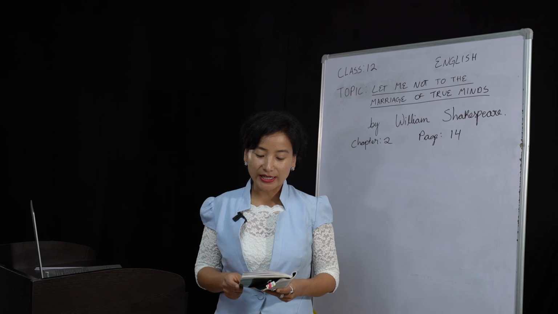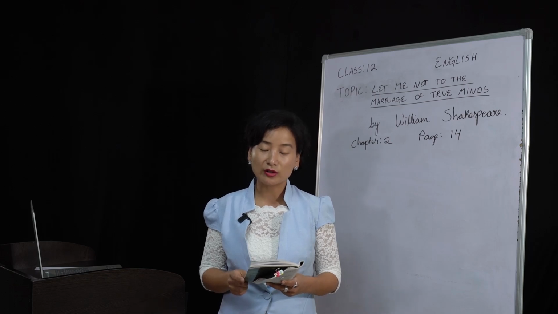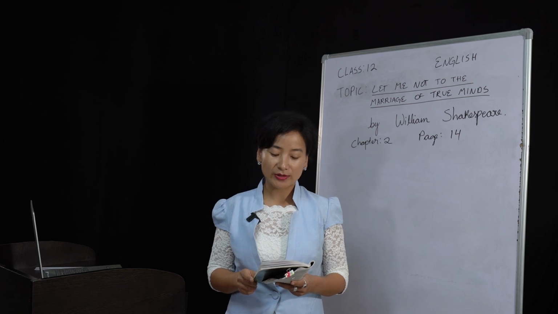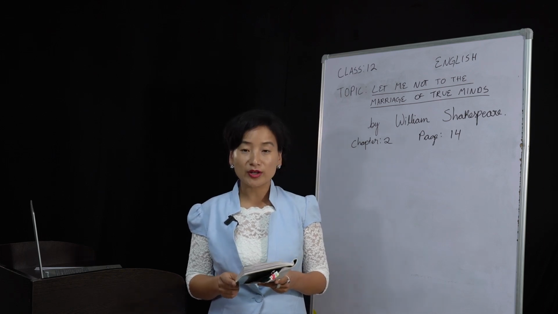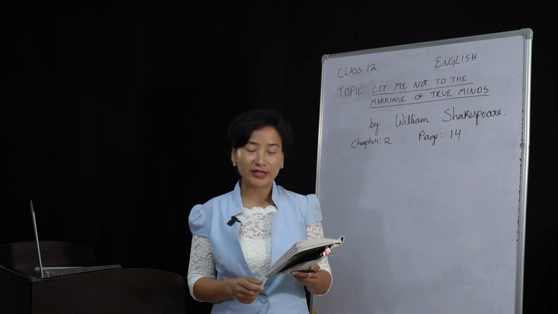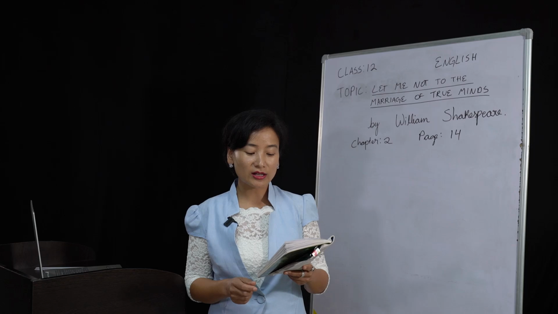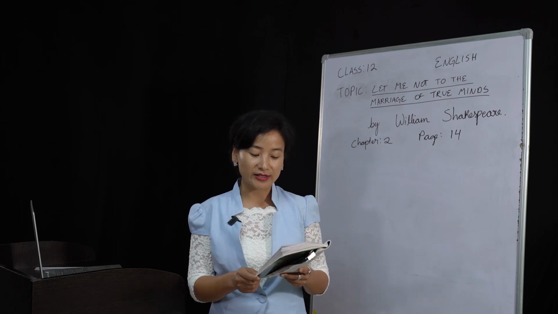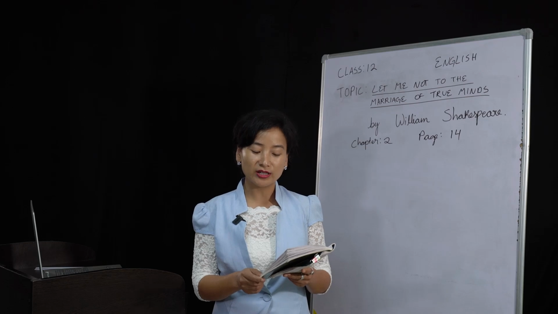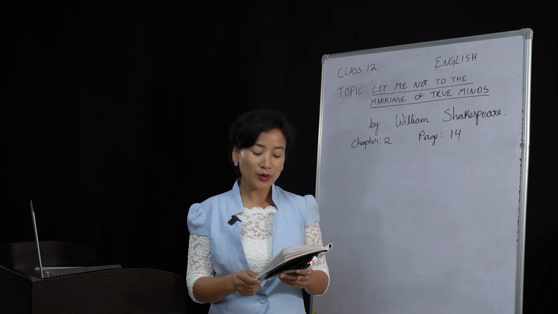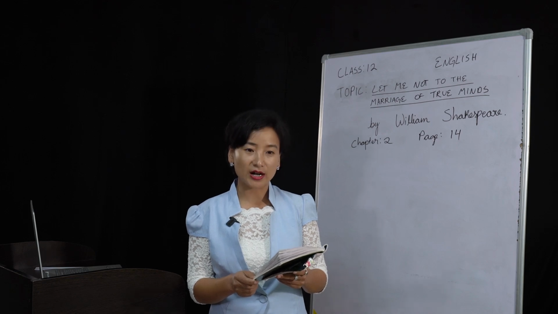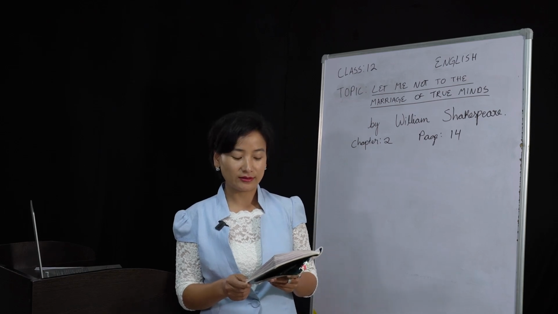So the poem title is Let Me Not to the Marriage of True Minds by William Shakespeare. Let me not to the marriage of true minds admit impediments. Love is not love which alters when it alteration finds, or bends with the remover to remove. Oh no, it is an ever fixed mark that looks on tempests and is never shaken. It is the star to every wandering bark, whose worth's unknown, although his height be taken.